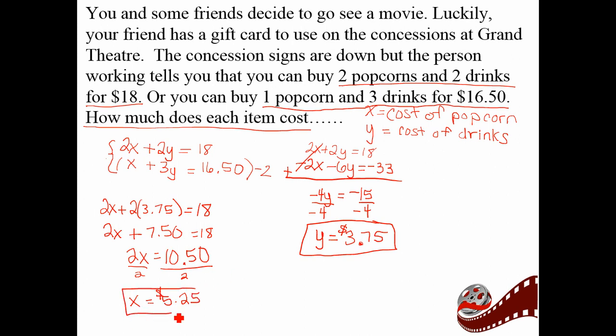So when we're all said and done, we want to make sure our answer makes sense. So we would say something like popcorn costs $5.25 and the drinks cost $3.75. Now, sometimes it's hard to remember what you're actually finding and what your labels would be here if you are not careful to identify those at the beginning. So that's why you saw me identifying those at the very beginning.